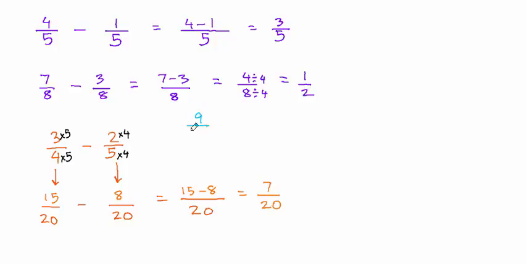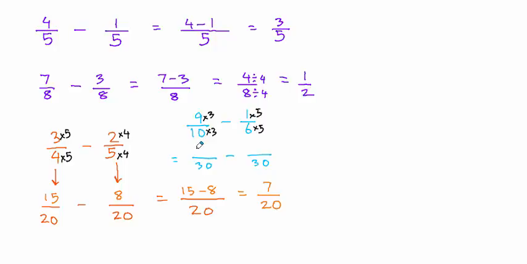Let's try 9/10 minus, let's say, 1/6. The steps are the same. Because the denominators are not equal, you want to find the LCM of 10 and 6, which is 30. So you want to rewrite both fractions as something over 30. To change 10 to 30, multiply that with 3. Do the same on the top. To change 6 to a 30, multiply with 5. Do the same on the top.